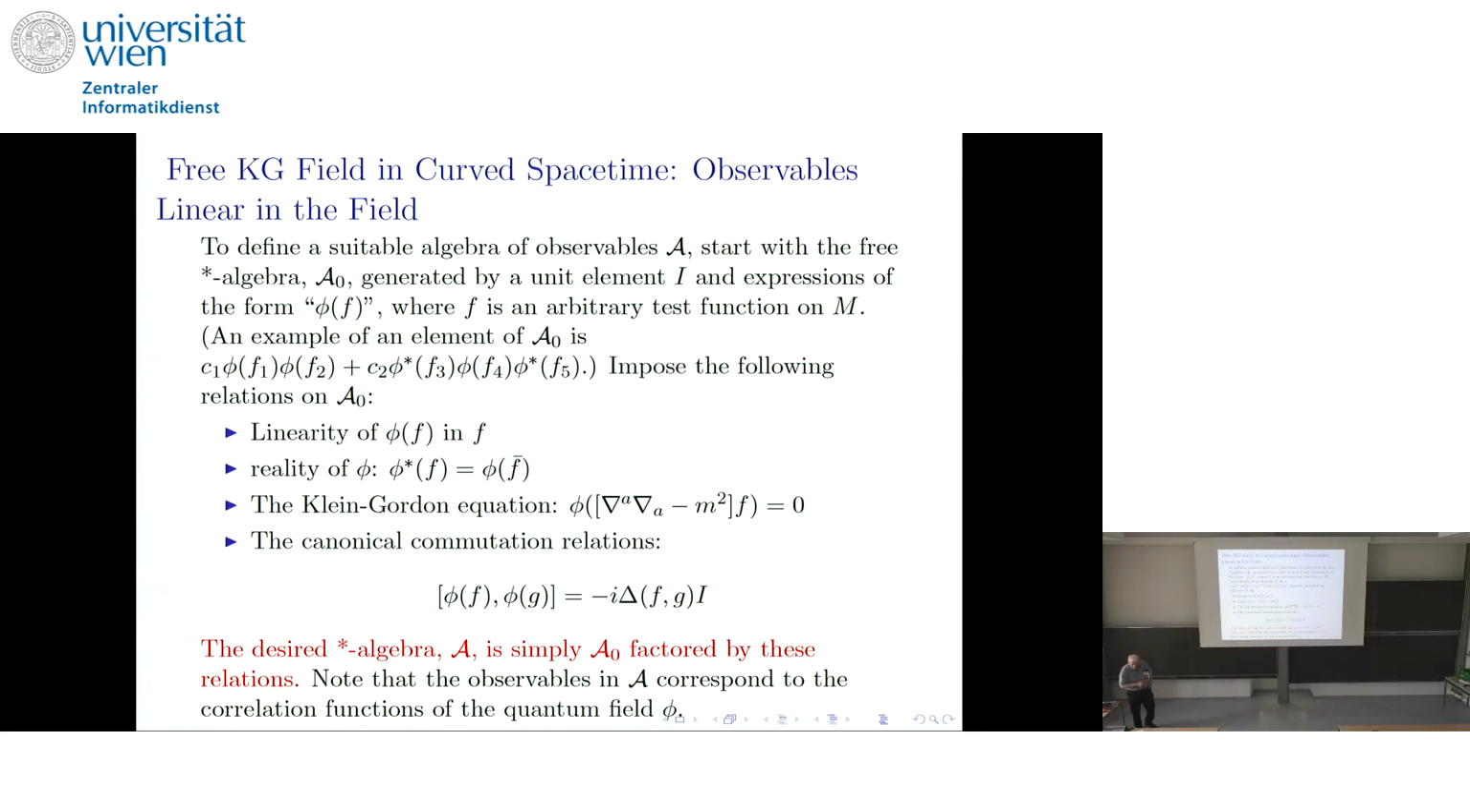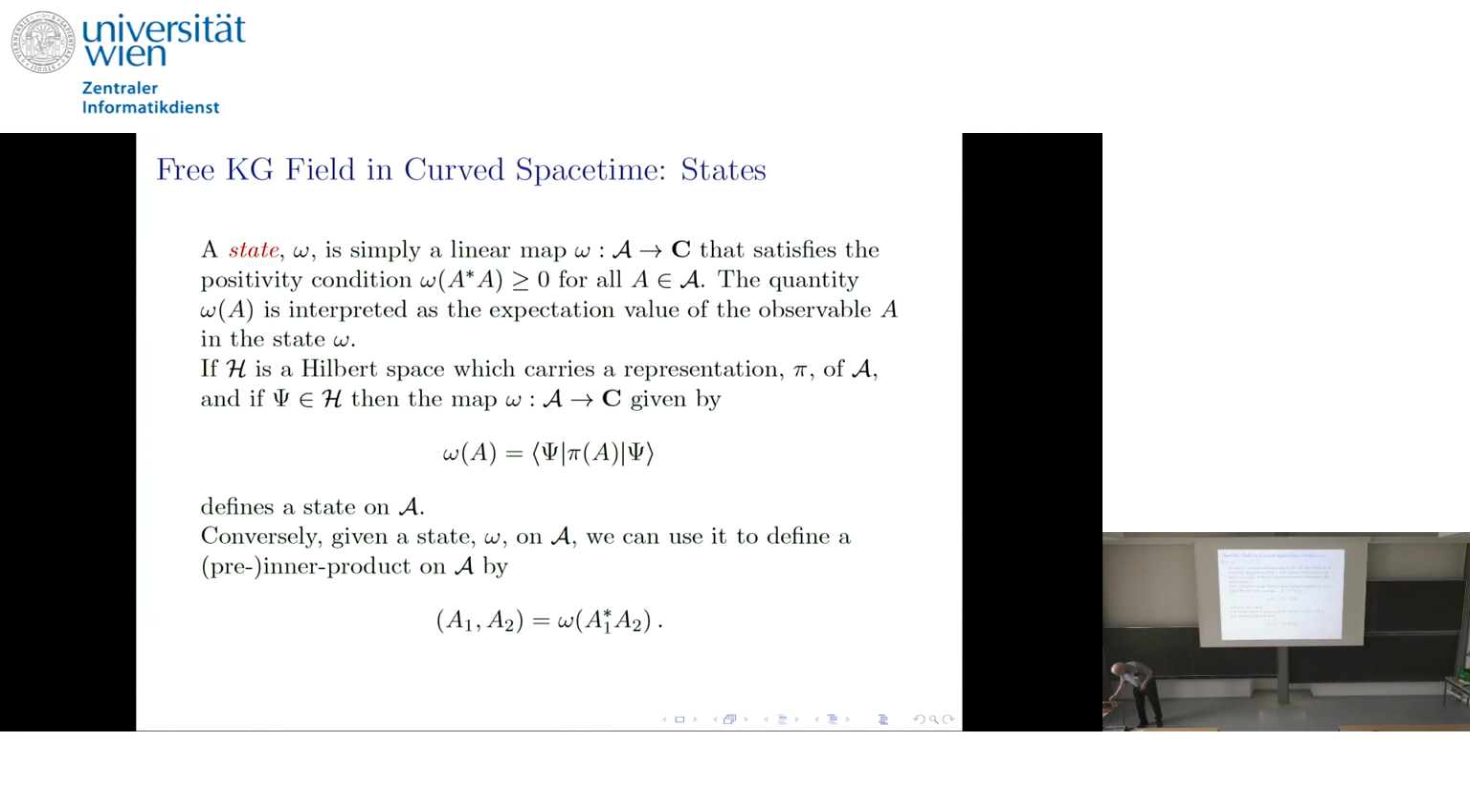Now, there's one thing that I think is very difficult to understand on this slide, only one thing, which is that this completes the formulation of quantum field theory in curved space-time for this free Klein-Gordon field, again only considering observables linear in the field. To explain that, though, I have to tell you what a state is. That is a kind of missing ingredient.